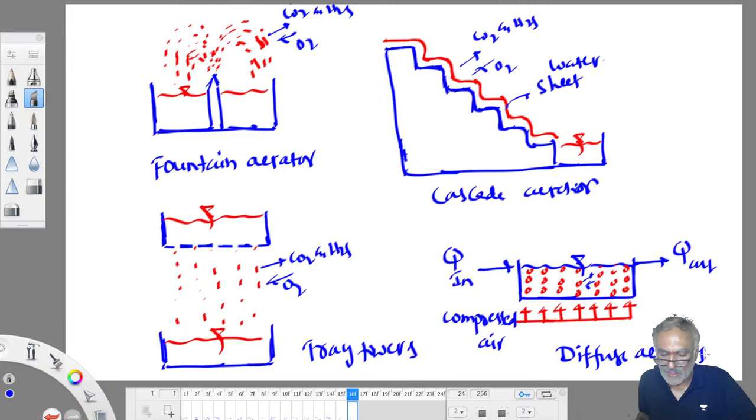This much idea is more than sufficient. In the GATE exam, one question has been asked from aeration. Let me check whether that question is with me or not.